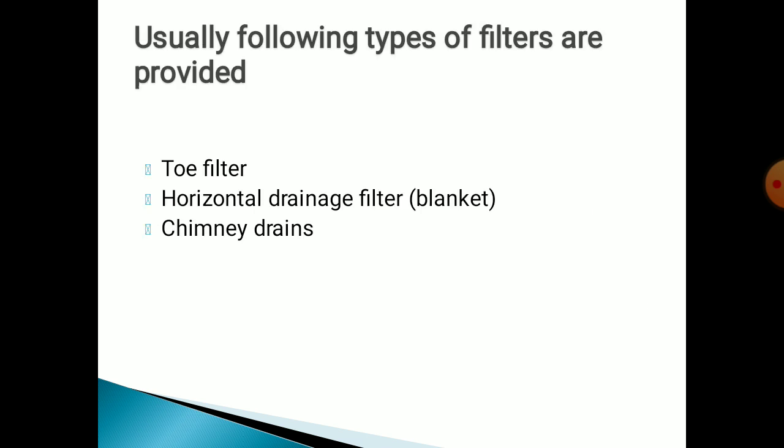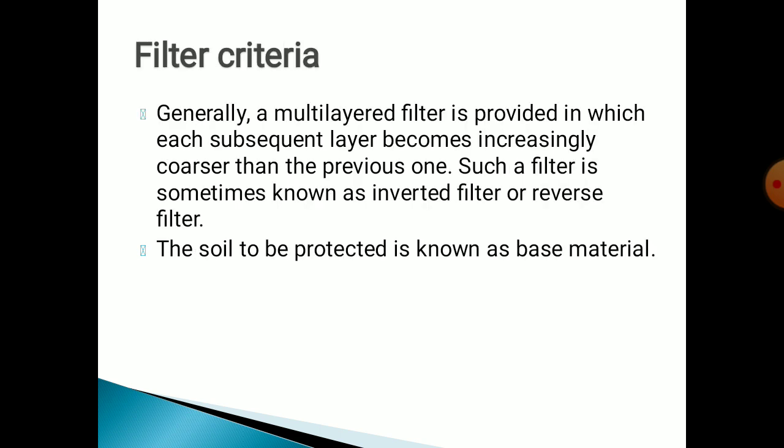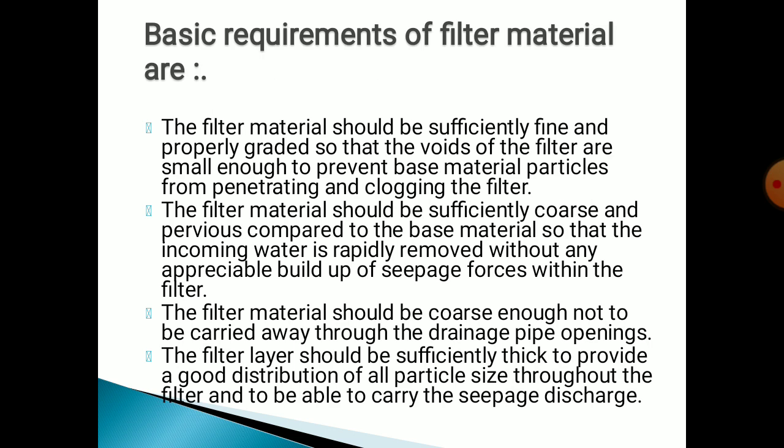Usually we provide 3 types of filters: the toe filter, the horizontal drainage filter, sometimes called a blanket, and the third one is chimney drains. The criteria for filters: generally a multi-layered filter is provided, in which each subsequent layer becomes increasingly coarser than the previous one, meaning the particle size of the layers increases. Such a filter is sometimes known as an inverted filter or reverse filter. The soil to be protected is known as the base material.